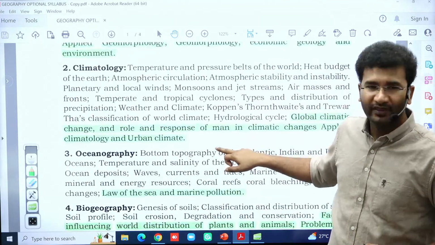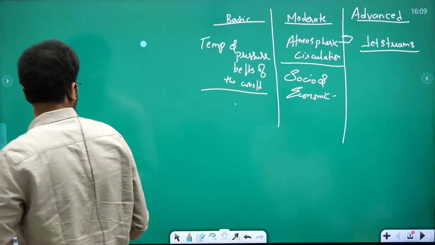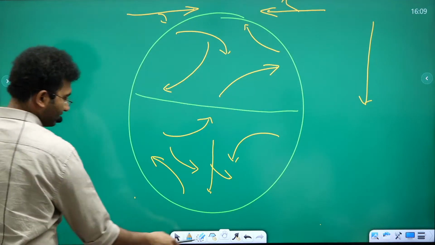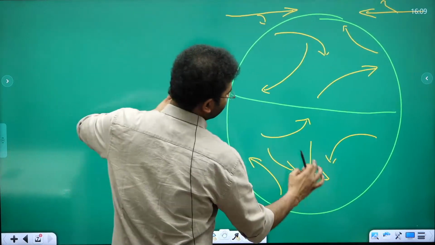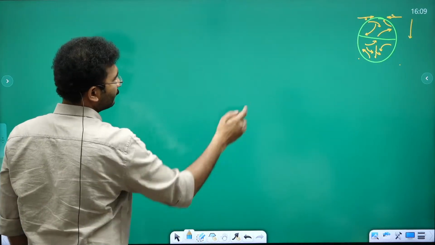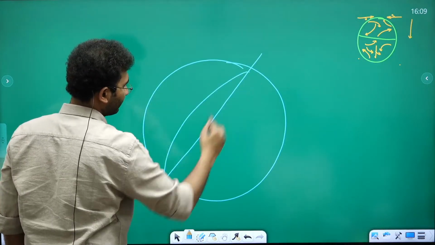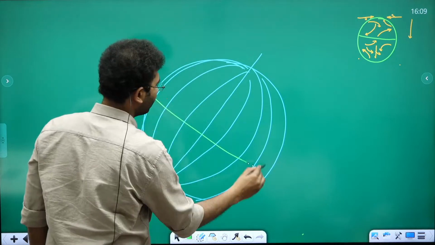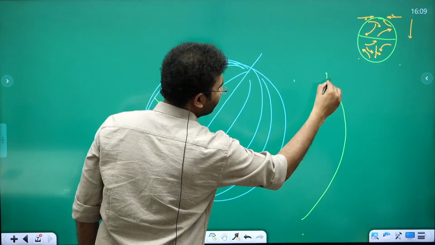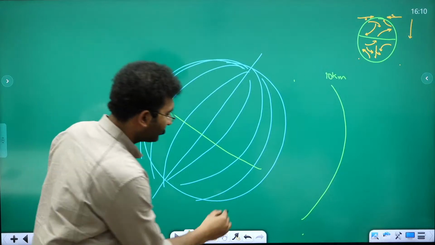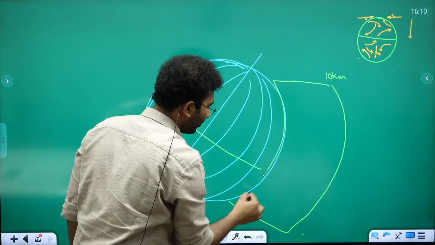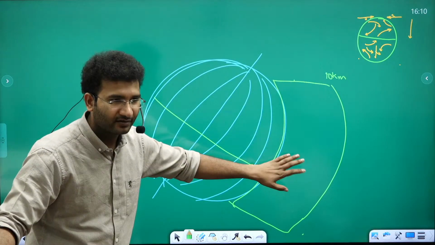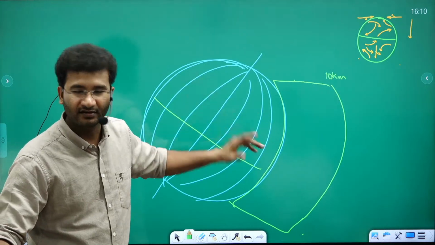So broadly speaking, if you look into your climatology topics, it is like this. Most of the topics are 90% of your syllabus. 90% of the syllabus is present here. If this is your earth, and imagine this is 10 kilometers into the atmosphere, you are actually studying what is happening in this area and its impact on the earth. Why are they happening? What is its impact? This is nothing but climatology.